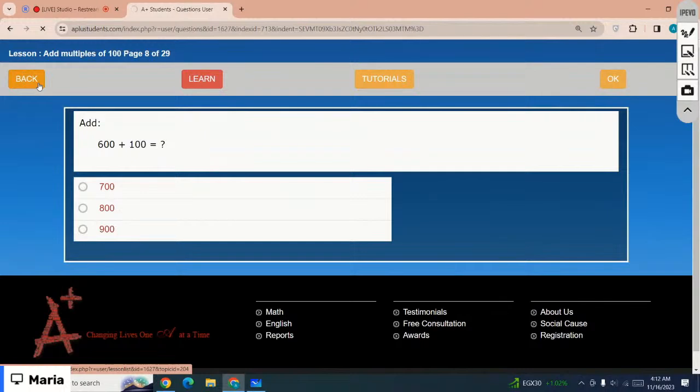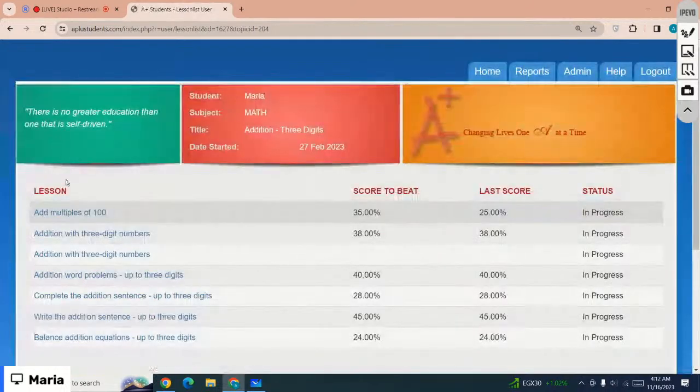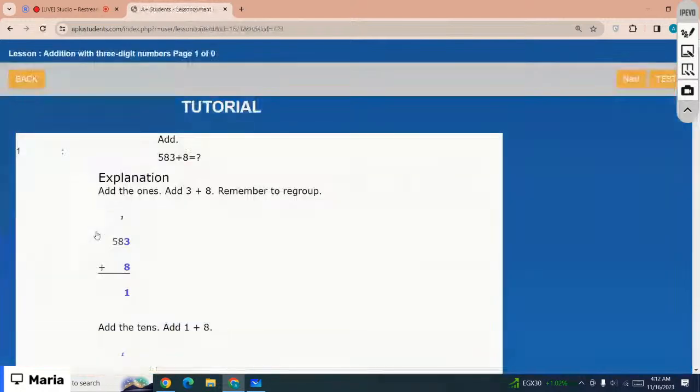Okay, you can complete the lesson by yourself later today. Let's just move on to next lesson. The next lesson is addition with three-digit numbers, right? So we're going to learn how do we add three-digit numbers, right? So let's just start with the first example.